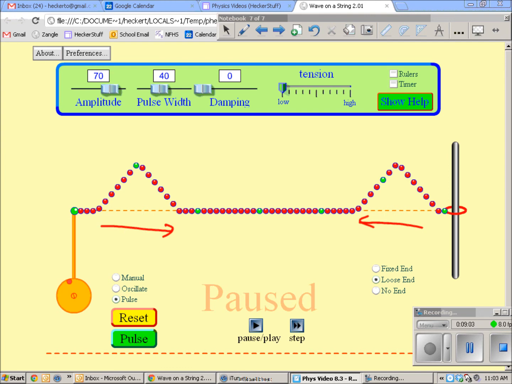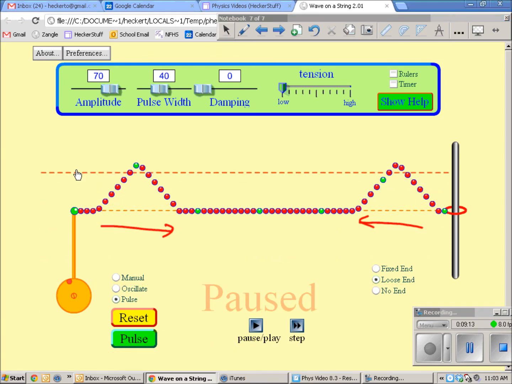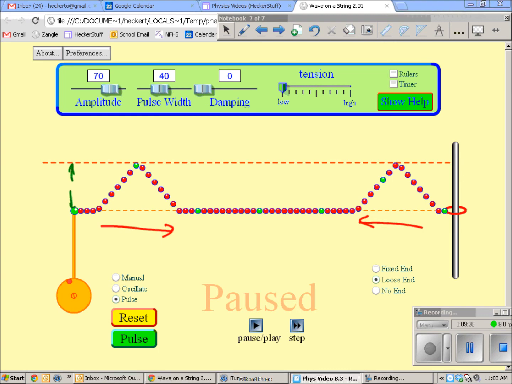And I've got it in super slow motion, so it's going to happen very, very slowly. But what I want you to watch is what happens to the amplitude. All right, so what I'm going to do is I'm going to grab this little red line down here. All right, so right now, the amplitude of one individual pulse is this distance, right?